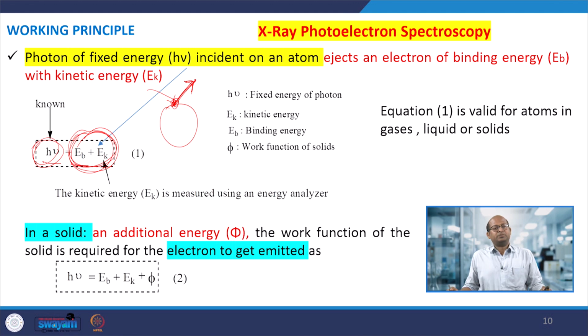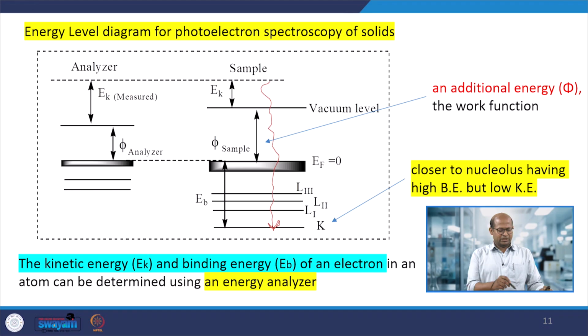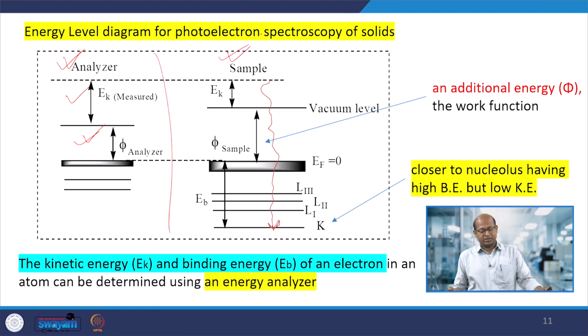Apart from that, in case of solids there is a work function, which is expressed in terms of phi. So total energy, hν, equals binding energy, kinetic energy and the work function of the particular solid we are analyzing, which is required to get electrons emitted from that material. Okay, so in case of the analyzer, kinetic energy is there and a work function is there for the analyzer, and here are the samples of the materials we have. It also has kinetic energy, binding energy and a work function.